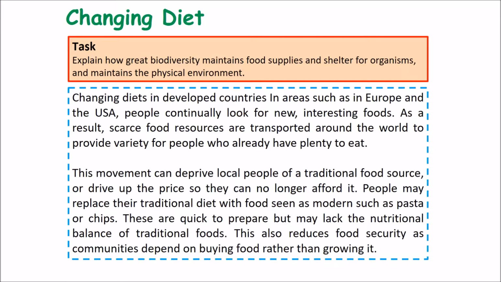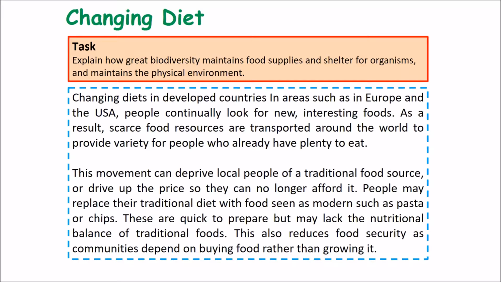Change in diet. In developed countries and areas such as Europe and the USA, people continually look for new interesting foods. As a result, scarce food resources are transported around the world to provide variety for people who already have plenty to eat. This movement can deprive local people of traditional food sources or drive up the price so they can no longer afford it. People may replace their traditional diet with food seen in modern societies such as pasta or chips. These are quick to prepare but lack nutrition.